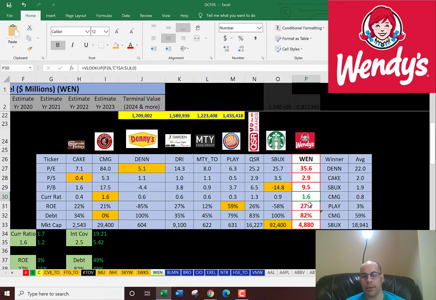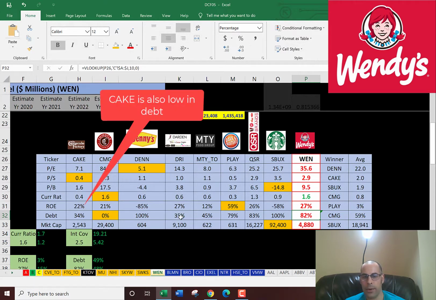ROE of 27%, higher than the average of 3%. Dave & Buster's is number one in that category at 59%. This is a pretty leveraged industry. Most of these companies have a lot of debt, except Chipotle has no debt at all. Darden is pretty good in debt at only 35%, and MTY is also good in debt, but the rest are pretty darn leveraged.